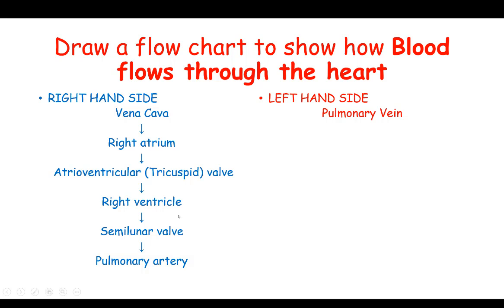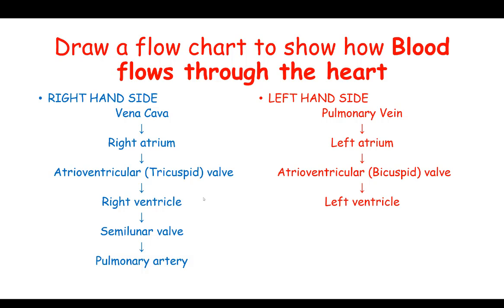On the left-hand side, now this one's really important because most of the cardiac cycle is based around the left-hand side of the heart, especially the diagrams and questions and things. So the pulmonary vein brings blood back to the heart. It goes to the left atrium, through the bicuspid valve, into the left ventricle, and then up and out the aortic valve or the semilunar valve into the aorta. And that's how blood flows through the heart.